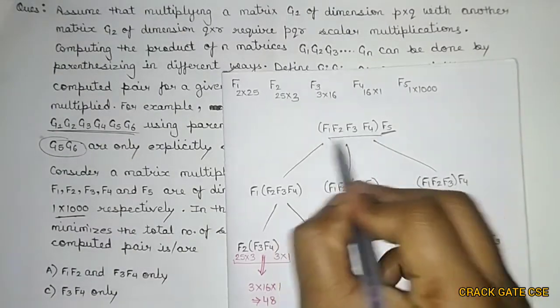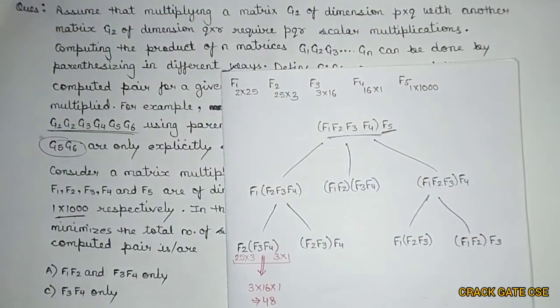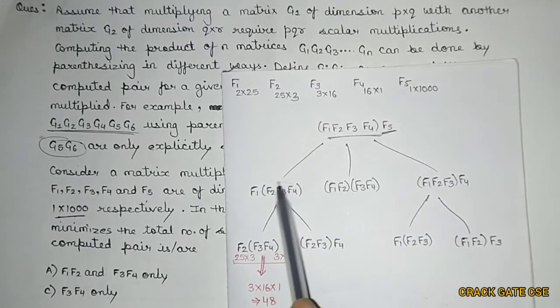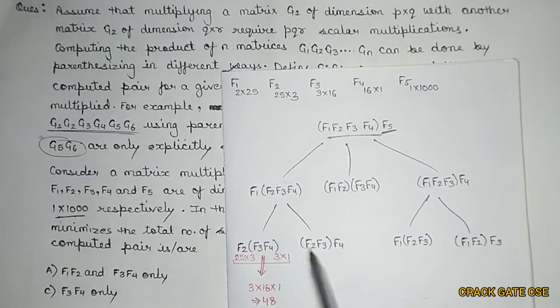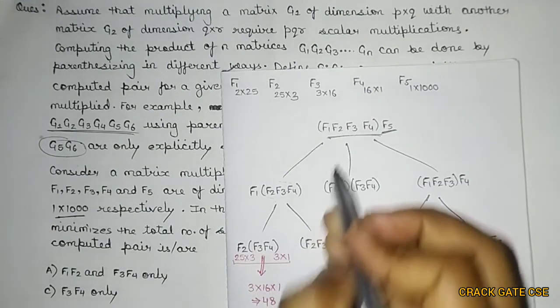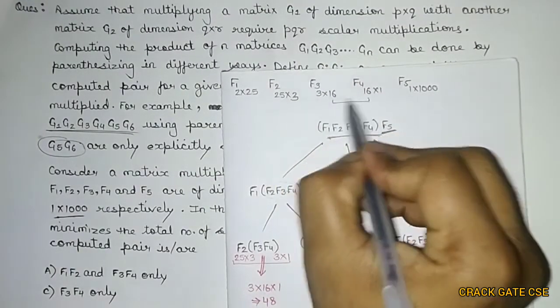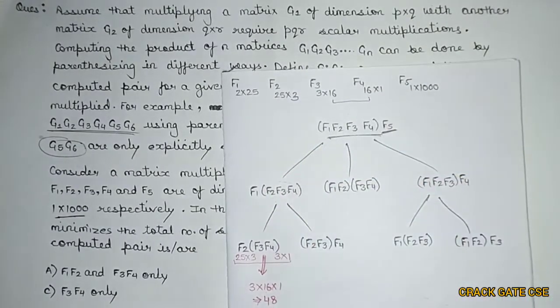So I'm just expanding this F1, F2, F3, F4. So what are the possible ways? These are the 3 possible ways in which we can multiply, and further I'm dividing these 3 like this, similarly these 3 like this. So if I find out for F3 F4, I'm getting 3 into 16 into 1. How? See, F3 F4, 3 into 16 into 1, which is 48.